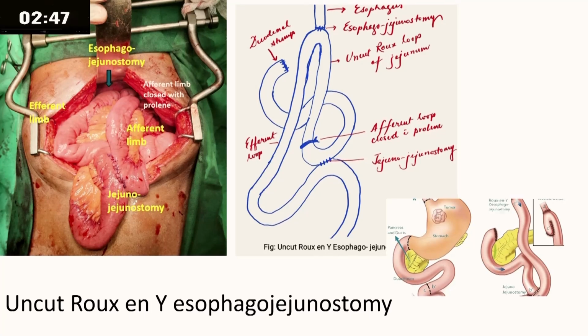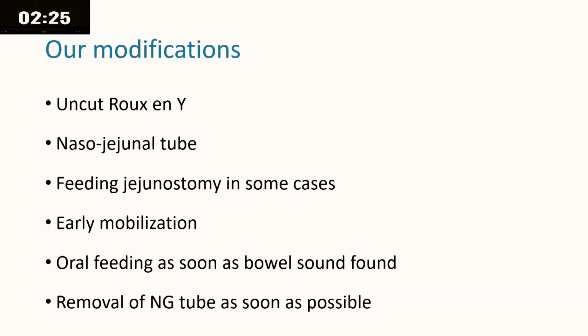So this is an uncut Roux-en-Y esophagojejunostomy after a total gastrectomy procedure. And you can see the esophagojejunostomy site at the top, and the efferent limb, the afferent limb, this is the jejunostomy site, and this is the afferent limb closed with the Prolene. And this is the drawing. So our modification is uncut Roux-en-Y. We put a nasojejunal tube for all the patients, feeding jejunostomy in some cases, early mobilization, oral feeding as soon as bowel sound is found, and removal of the NG tube as soon as possible.